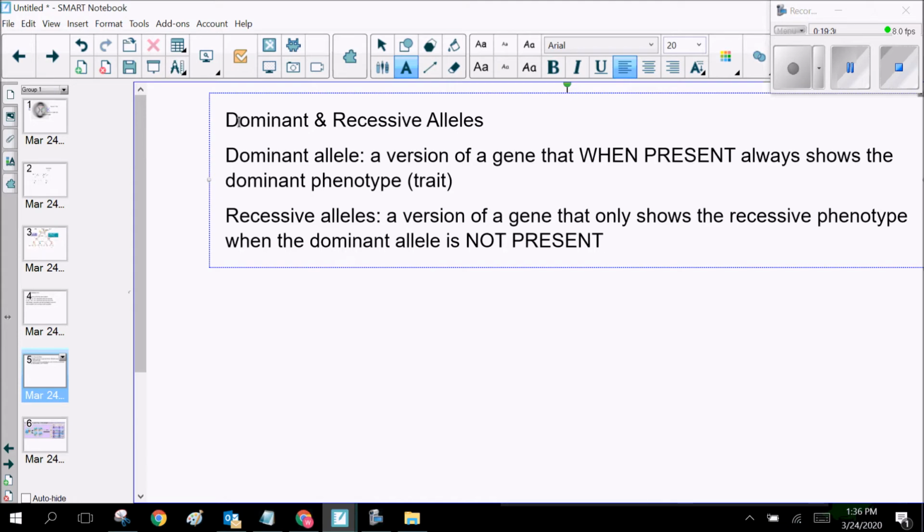All right, so what do we actually mean when we're talking about dominant and recessive, and why is it that you can have more than one allele for a particular trait? Well, actually, this should make a lot of sense when you combine it with what we learned previously.